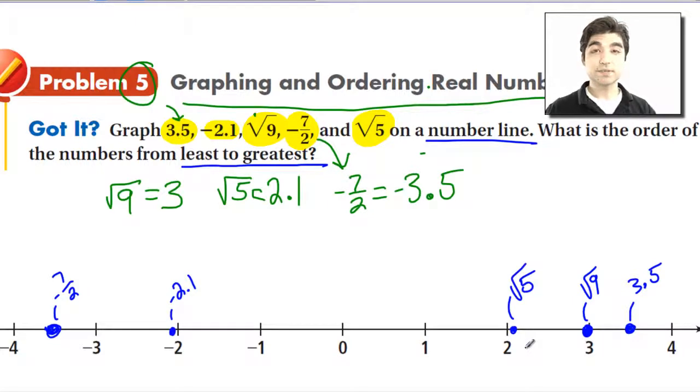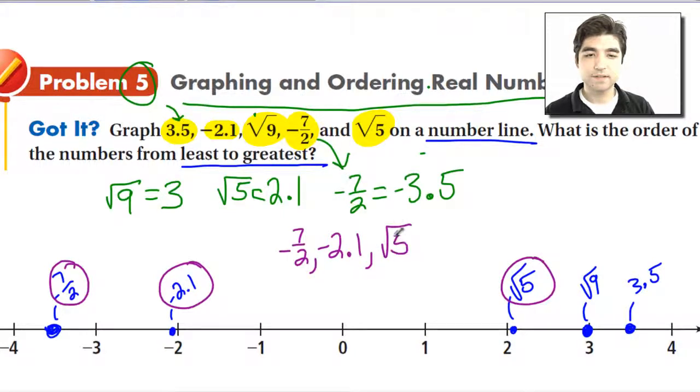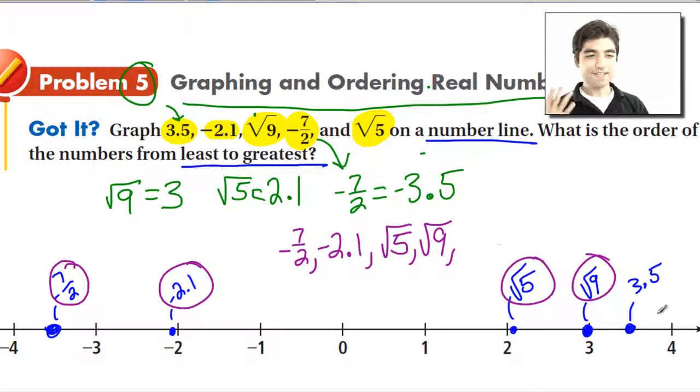Okay, so now we need to order these from least to greatest. So we just write them in order. So we got negative 7 over 2. So we got that one. Now let's do this one, negative 2.1. Then let's do square root of 5. Then square root of 9. And last but not least, 3.5.